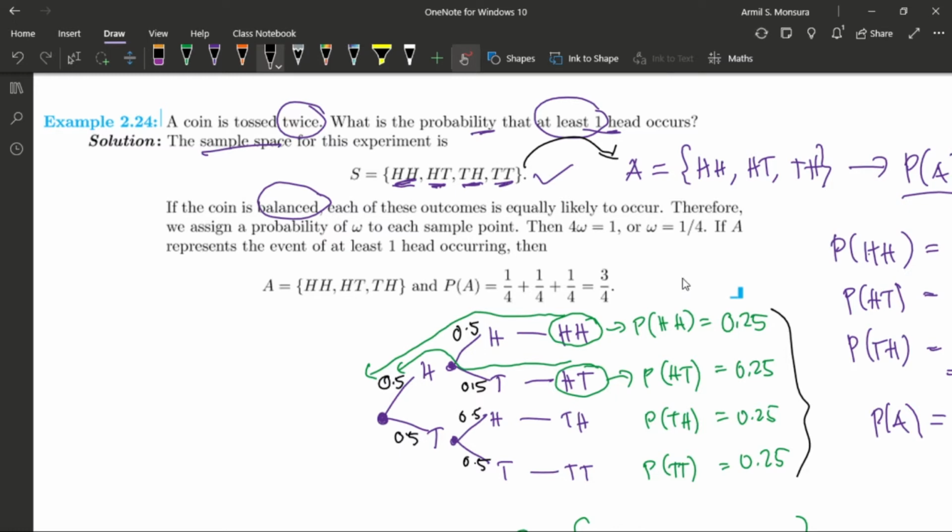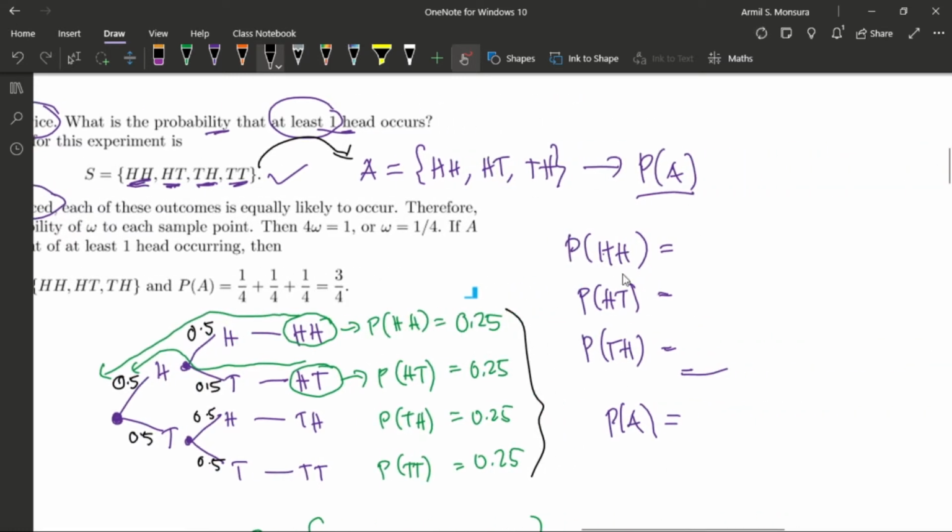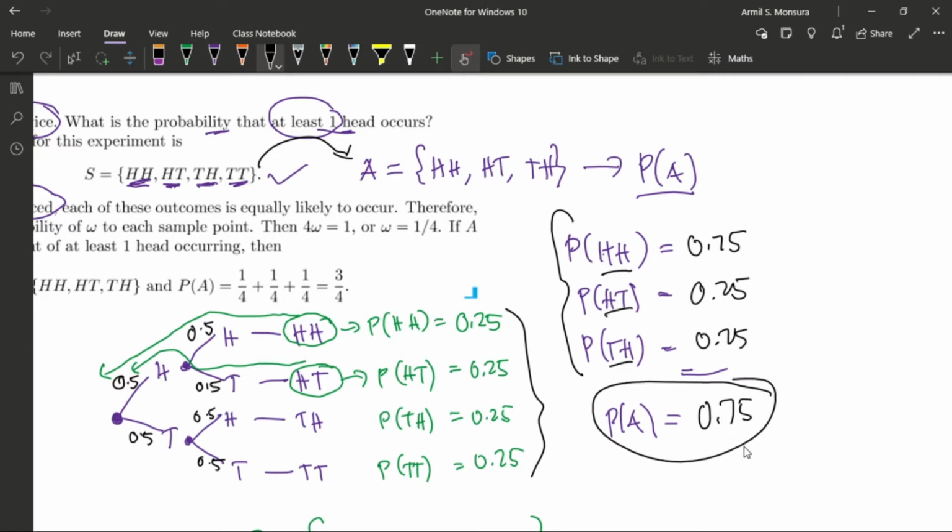Okay? So, dun sa A, sa event A natin, ito yung tatlong elements niya. Okay? So, in which, alam natin ngayon na yung probability of head-head occurring is 0.25. Okay? Yung probability of head and tail occurring is 0.25. And yung probability of tail and head occurring is 0.25. So therefore, yung probability of this event occurring, that is at least one head would occur, okay, is the sum of these probabilities, which should give us 0.75 as the probability of your A occurring. Ito nga yung 3/4. Okay? So that's for that example.